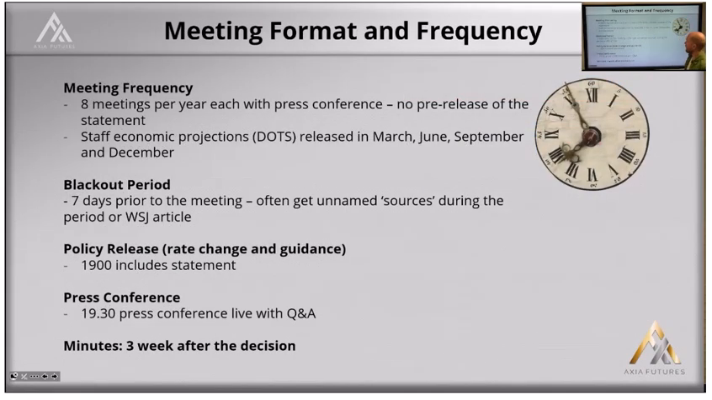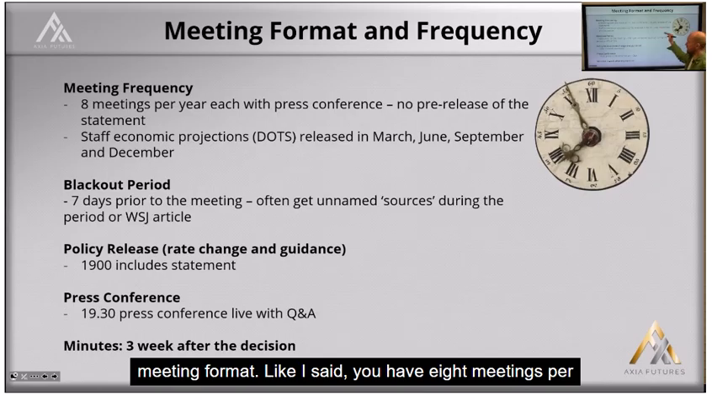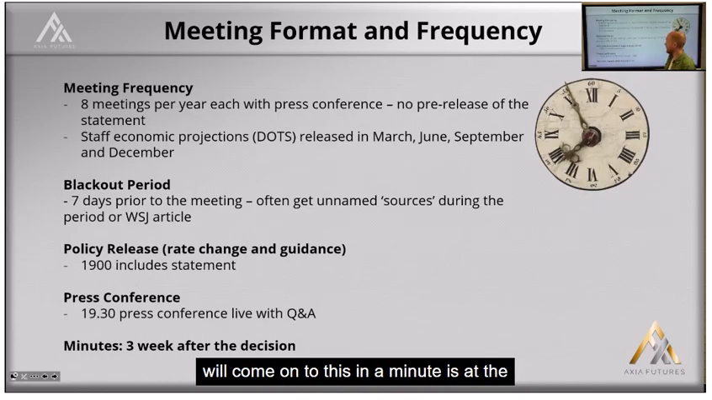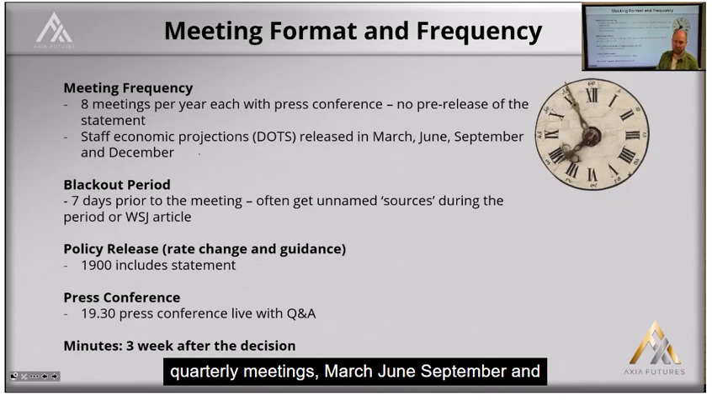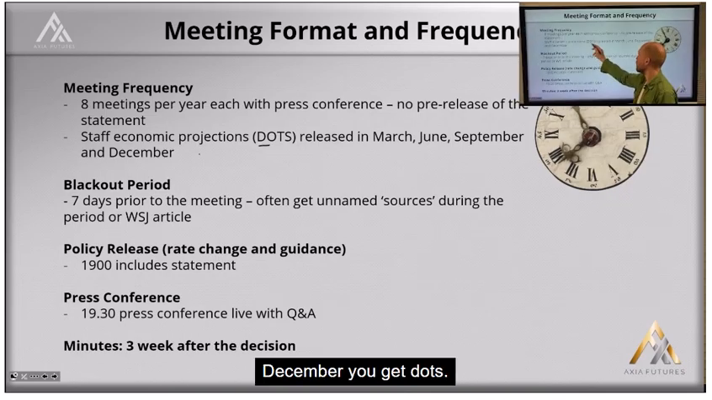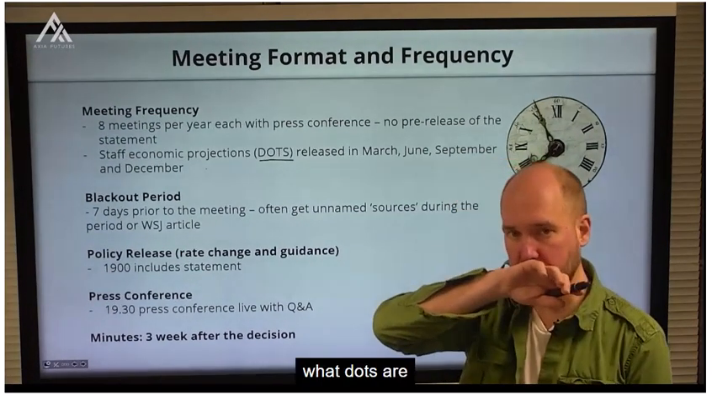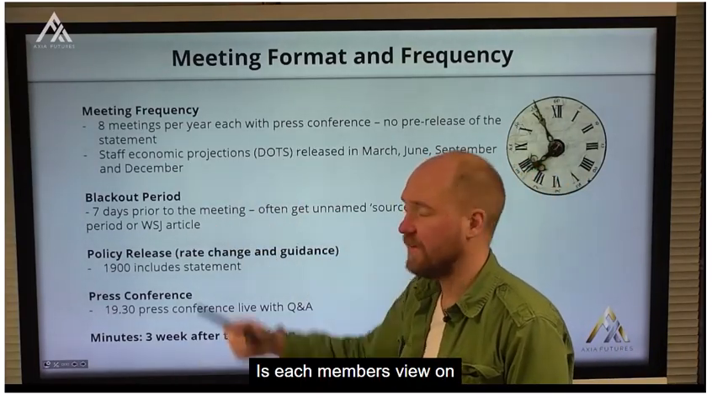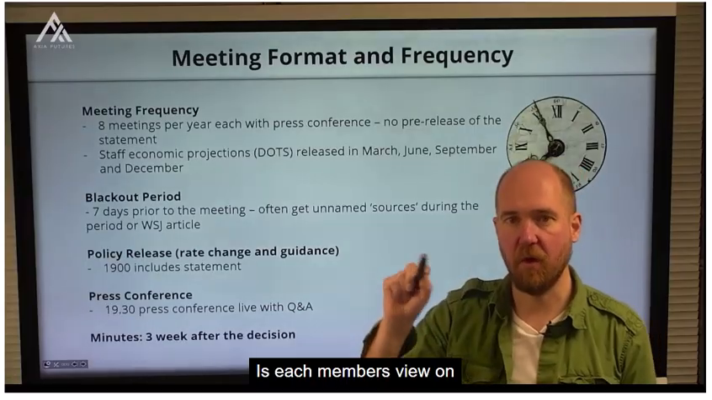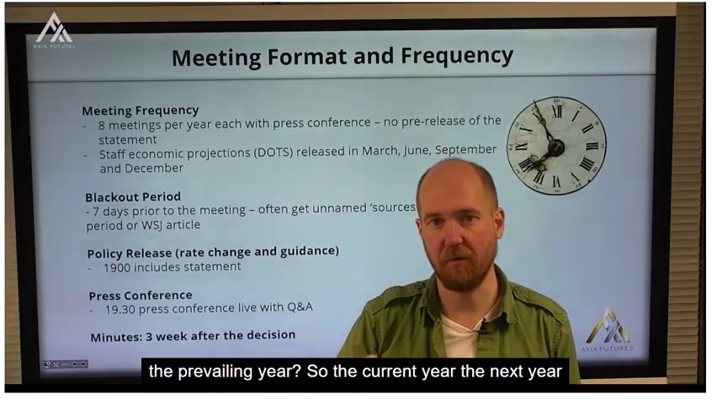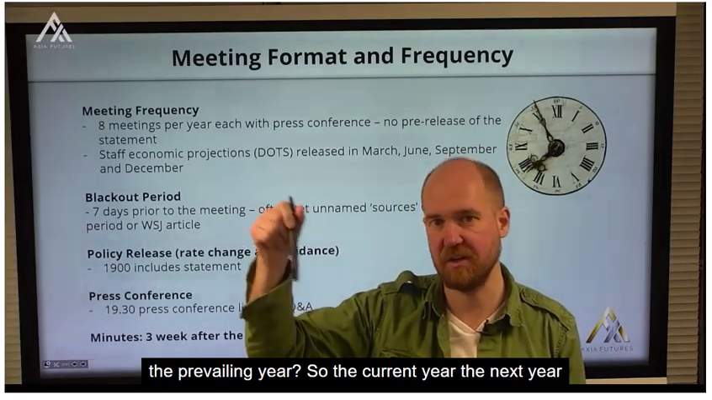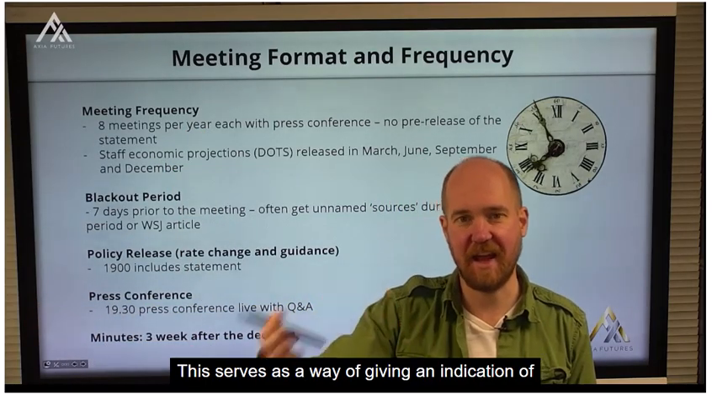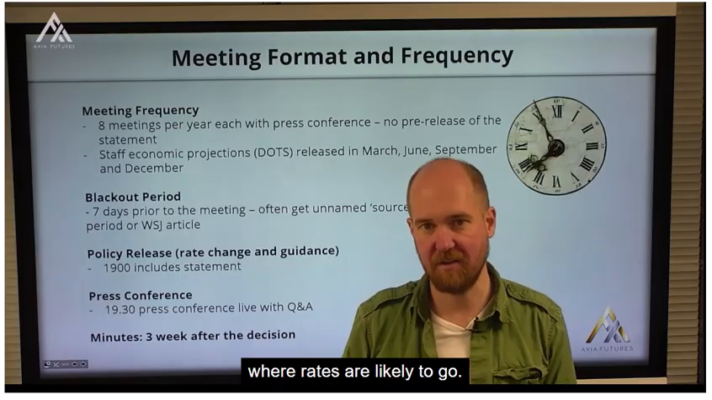Right, meeting format. Like I said, you have 8 meetings per year. What you get with the Fed that's important, and I will come on to this in a minute, is at the quarterly meetings, March, June, September and December, you get dots. What dots are, I'll give you an example of this in a little bit, is each member's view on what the rates will be at the end of the prevailing year. So the current year, the next year, the following year, and the long term.